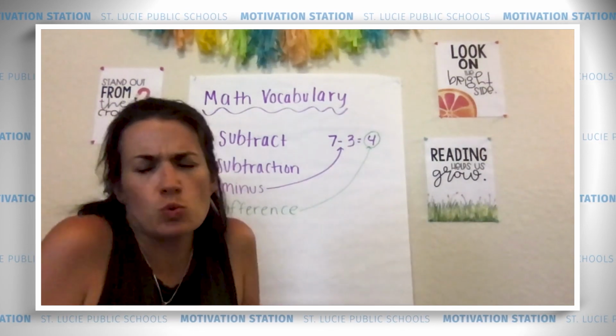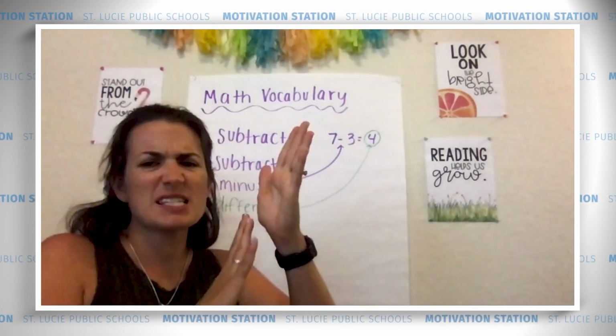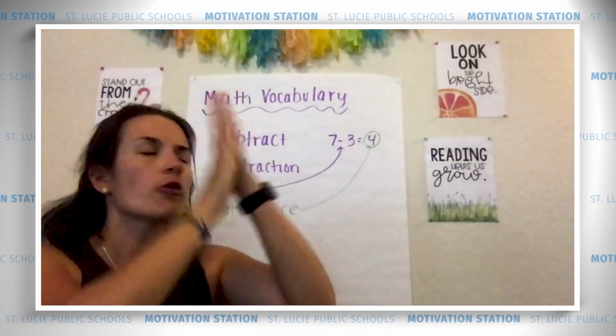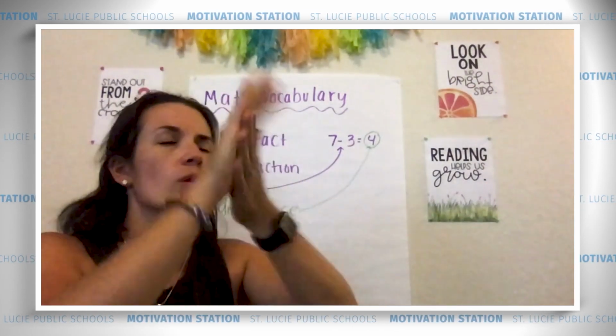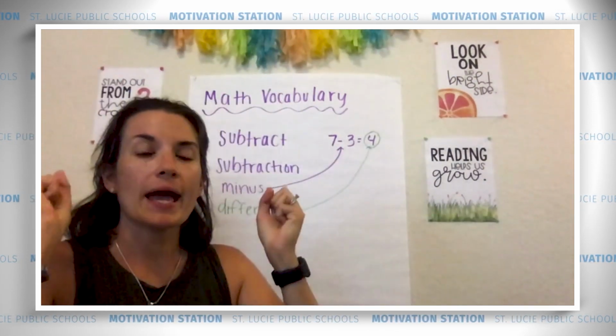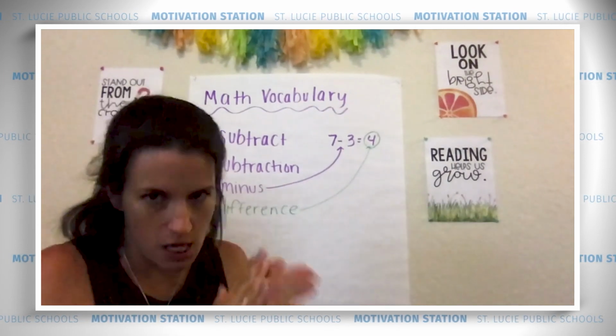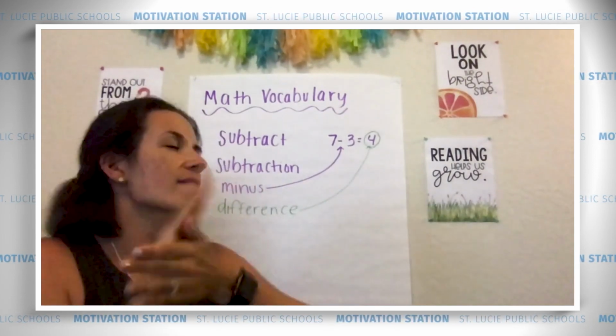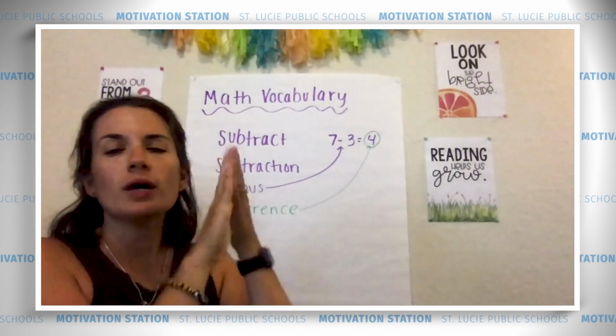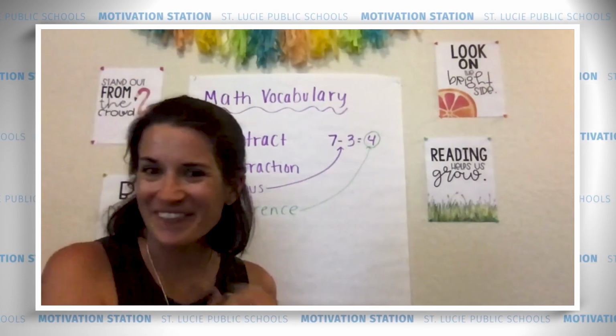Okay, so let's warm up our brains and our hearts. Let's get ready. Warm it up. 5, 4, 3, 2, 1. Warm it up. And now warm up your heart because you're going to love all of these problems that we're going to do today. 5, 4, 3, 2, 1. Warm up the heart. Okay, let's go.